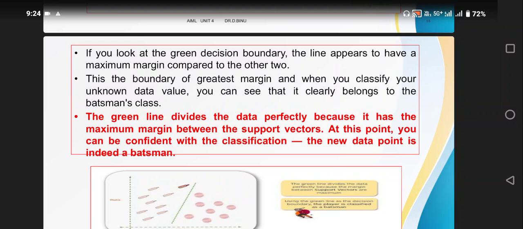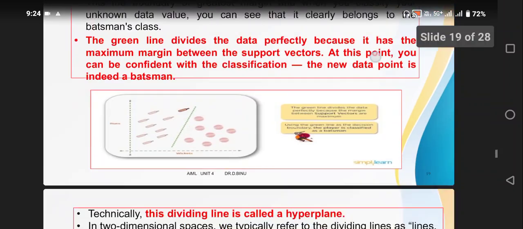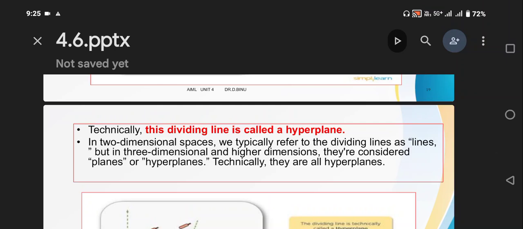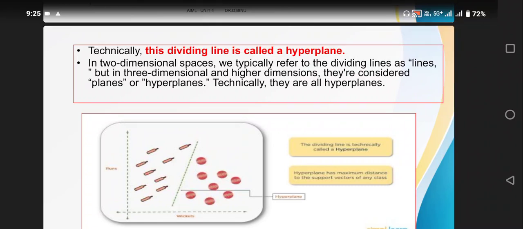When you classify your unknown data value, you can see that it clearly belongs to the batsman class. The green line divides the data perfectly because it has the maximum margin between the support vectors. At this point, you can be confident with the classification. The new data point is indeed a batsman. Technically, this dividing line is called a hyperplane. In two-dimensional spaces, we typically refer to the dividing line as a line. In three-dimensional as well as higher dimensional spaces, they are referred to as planes or hyperplanes. Technically, all are considered hyperplanes.